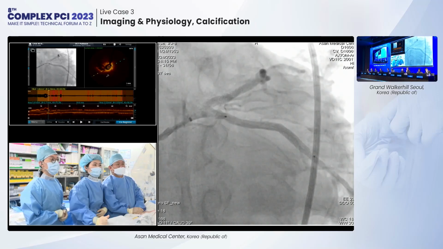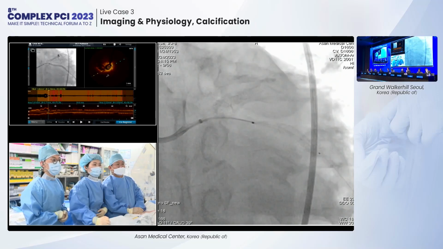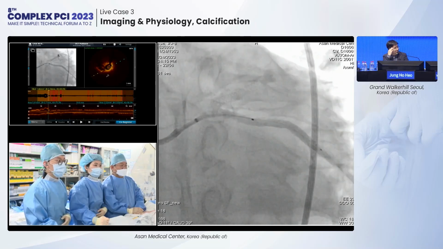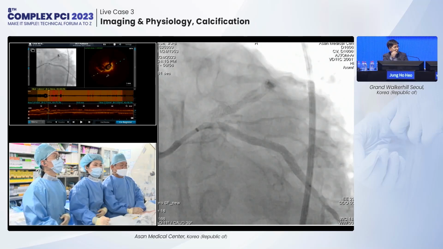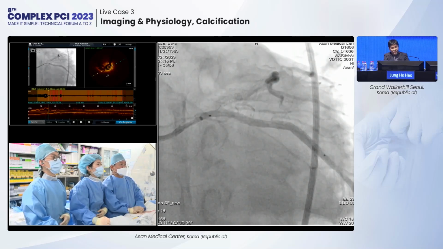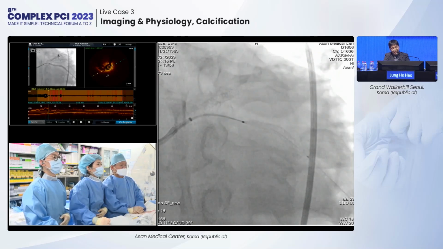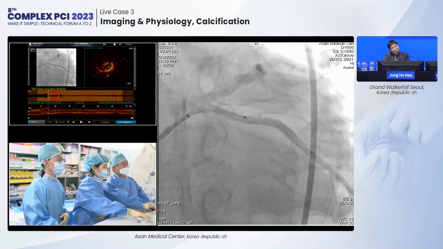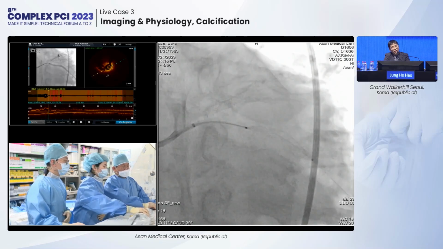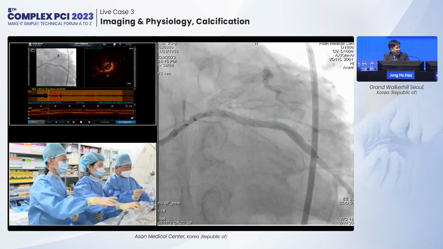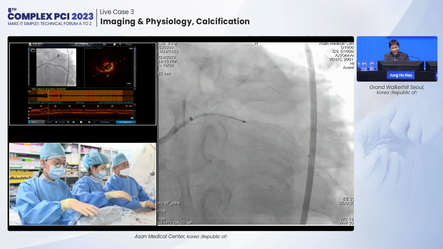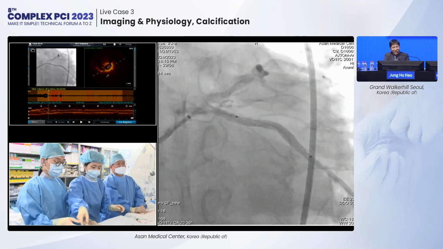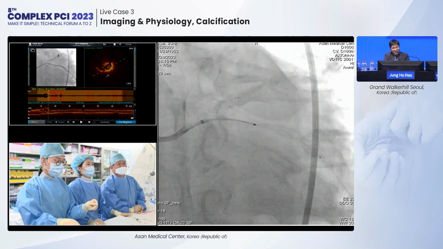In this case, this is a typical example of how it's very difficult to get a good image of the LCX ostium region, because the guiding catheter angulation makes it difficult to get image quality. Also, the FFR value is above the gray zone level. If the FFR value is around 0.5, I think stenting is possible. But this FFR value is nearly 0.9. I don't think it's a good idea to put a stent in this area.